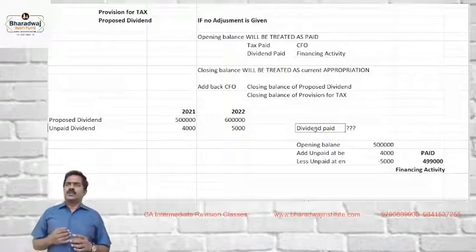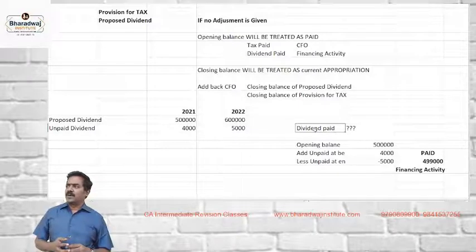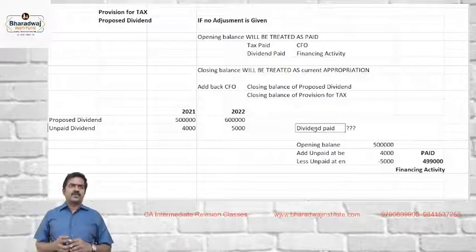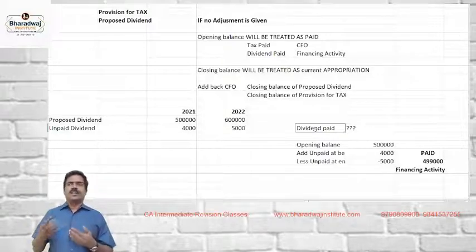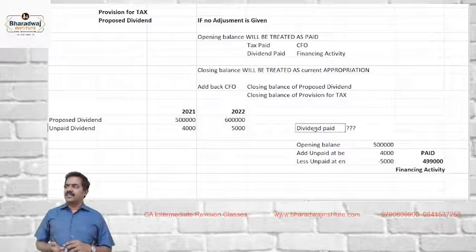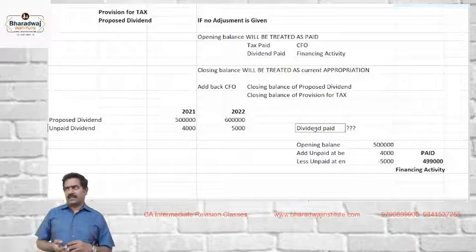So the P&L account approach is for which one? Cash from operating activity. The asset side based approach is for which one? Non-current asset based approach is for cash from investment activity. Non-current liability, borrowing or repaying, issuing or redeeming, dividend paid, all those things are part of which activity? Financing activity.